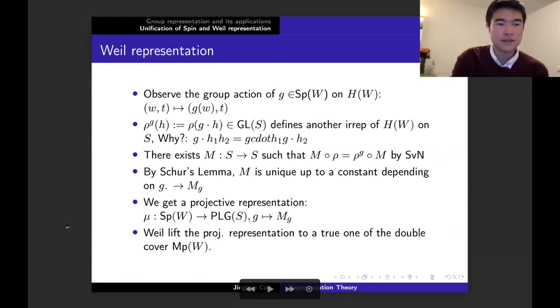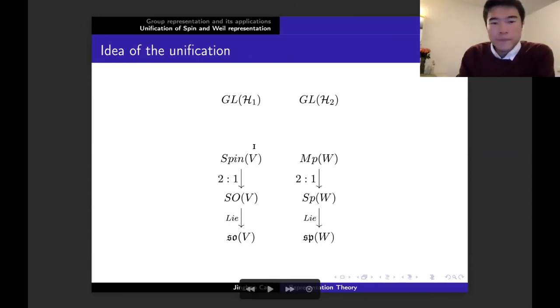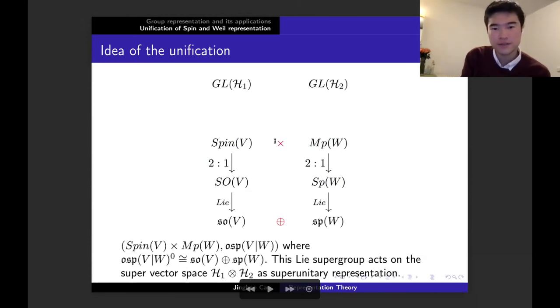And now you guys know a little bit more about the spinor and Weil representations. And the idea of unification is actually quite simple. We have the spin group, which is a double cover of SO(V), and SO(V) has a Lie algebra so(V). And the metaplectic group is a double cover of Sp(W), and Sp(W) has a Lie algebra sp(W). What we want is to unify these two groups in a fashion that we can define a representation on the vector spaces H1 and H2 together. What I did was to take the product of these two groups and take the direct sum of the Lie algebras, and try to define a representation on the tensor space of H1 and H2.